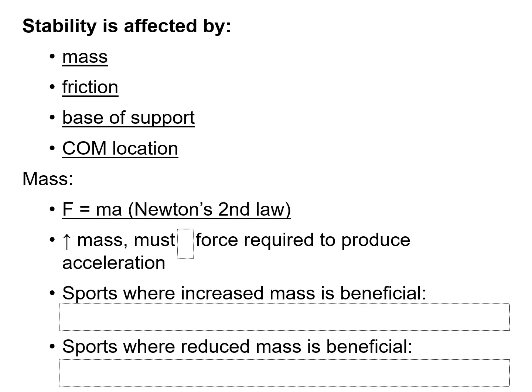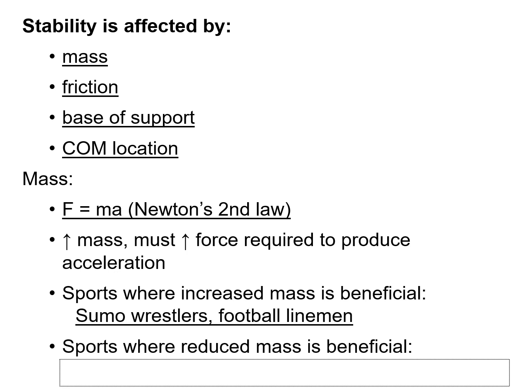With mass, we're concerned with Newton's second law, or the law of acceleration, where with an increased mass, an increased force is required to produce that acceleration. So if we're looking at sports where increased mass is beneficial, we might look at sumo wrestlers or football linemen, because they need a lot of resistance for no change in their linear or angular inertia, so that they can maintain stability when other forces are applied to them.